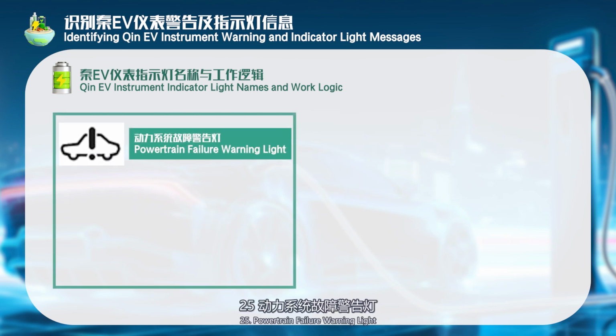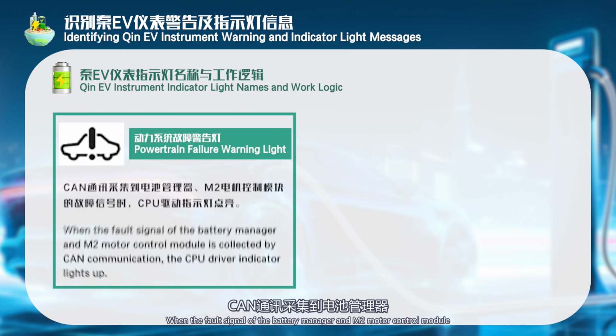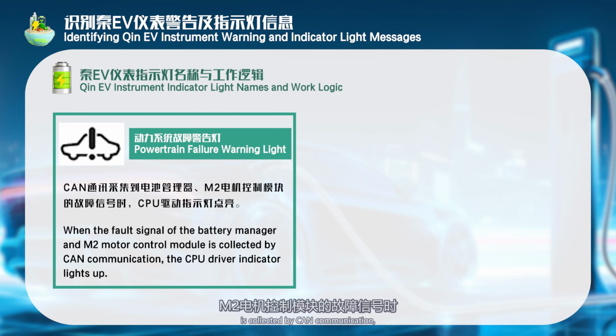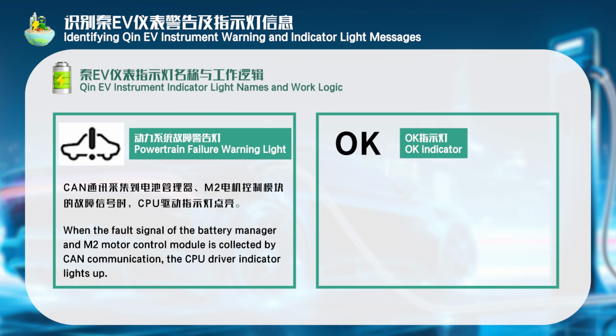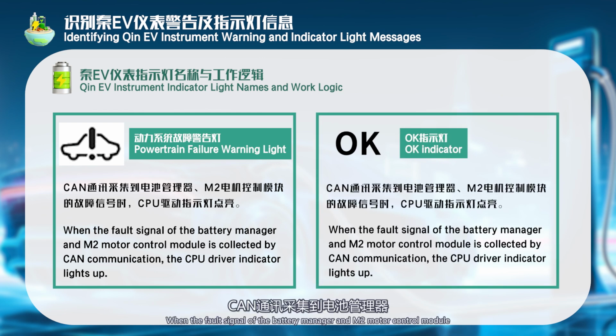25. Powertrain failure warning light. When the fault signal of the battery manager and motor control module is collected by CAN communication, the CPU driver indicator lights up. 26. OK indicator. When the fault signal of the battery manager and motor control module is collected by CAN communication, the CPU driver indicator lights up.